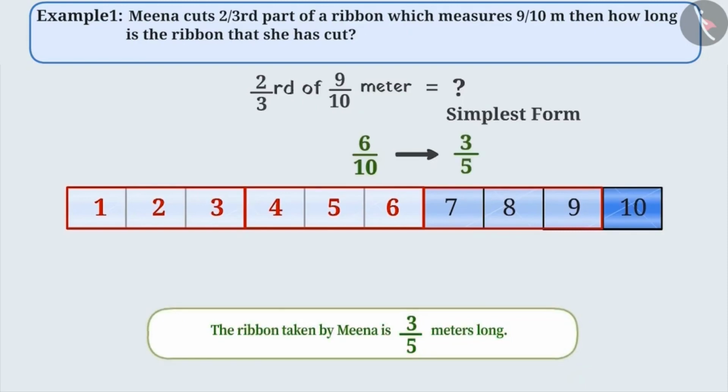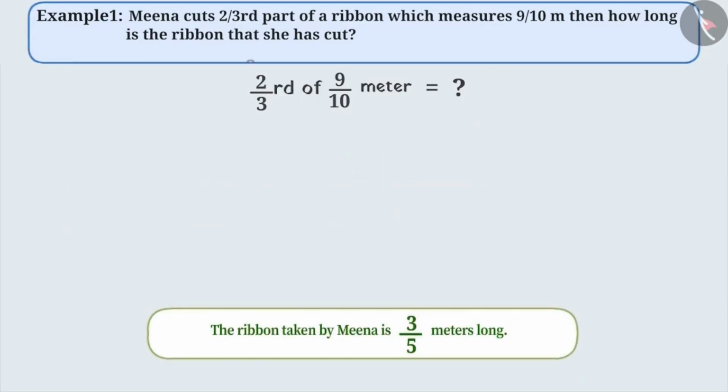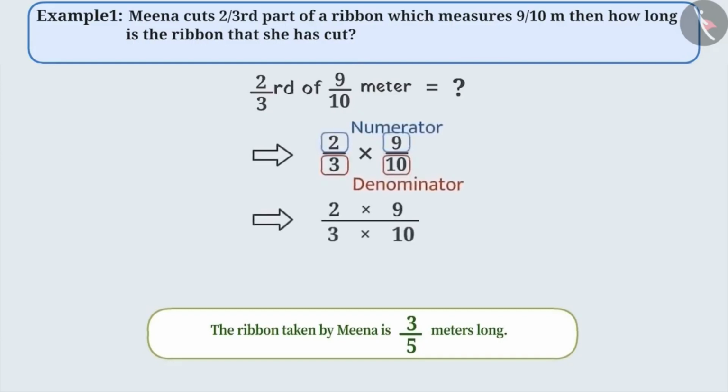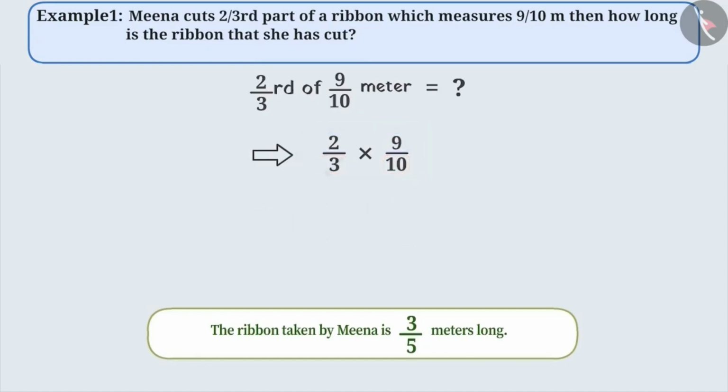In mathematics, we solve this by using multiplication. In this example, to get 2/3 of 9/10, we will multiply 2/3 by 9/10. Here, we can multiply the numerators and denominators separately. But if we look carefully, 9 can be divided by 3. Similarly, 10 can be divided by 2. By dividing in this way, we will get the length of the ribbon as 3/5 of a meter.